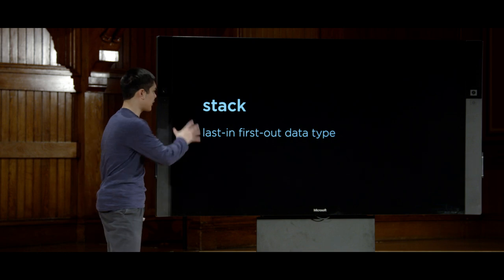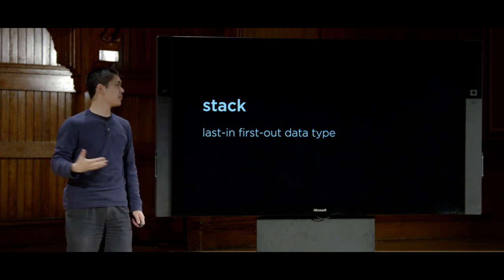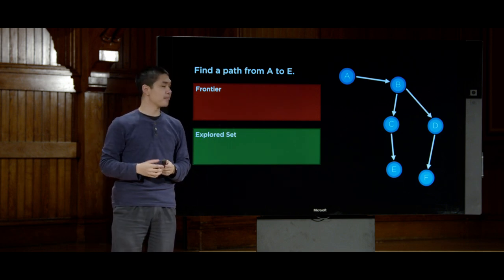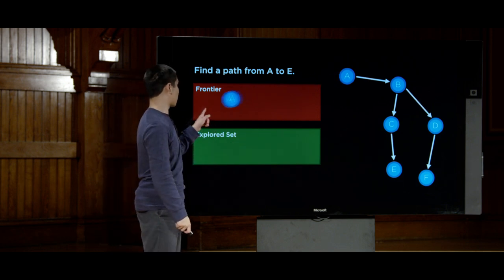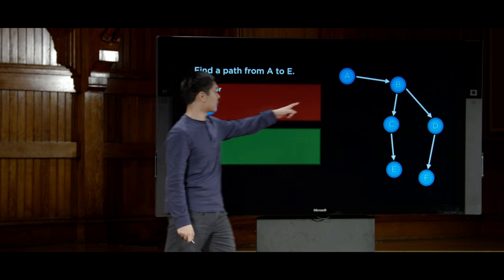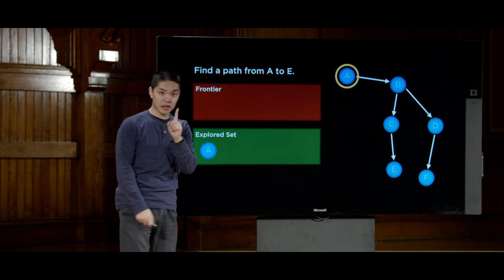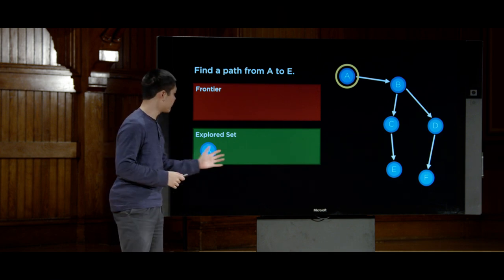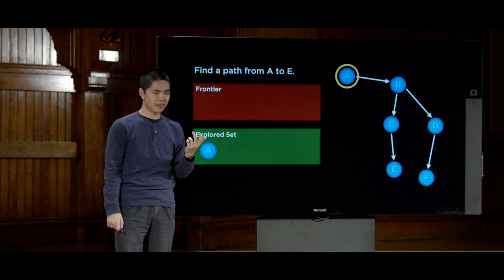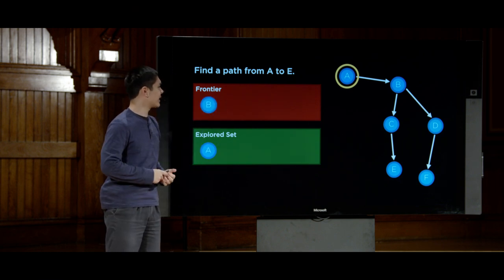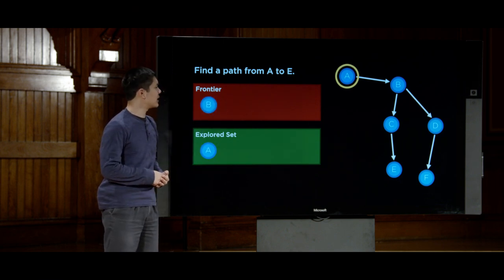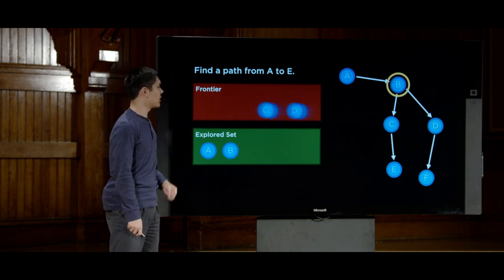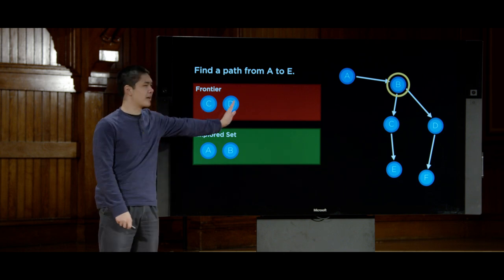So let's see what happens if I apply this stack-based approach to something like this problem, finding a path from A to E. What's going to happen? Well, again, we'll start with A, and we'll say, all right, let's go ahead and look at A first. And then notice this time, we've added A to the explored set. A is something we've now explored. We have this data structure that's keeping track. We then say from A, we can get to B. And all right, from B, what can we do? Well, from B, we can explore B and get to both C and D. So we added C and then D.